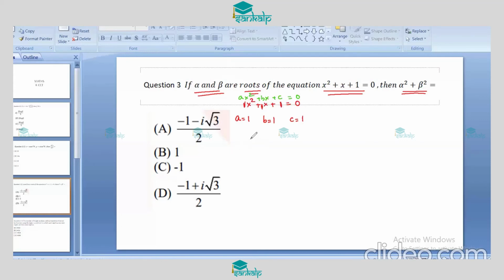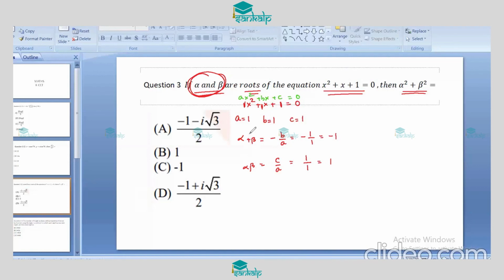Now, why did I take a, b, c? Because as alpha and beta are the roots, the sum of the roots, you know, the formula is minus b by a. And product of the roots is c by a. So minus b is minus 1, a is 1. Sum of the roots, I get minus 1. And product of the roots, c is 1, a is 1. So product of the roots is 1.